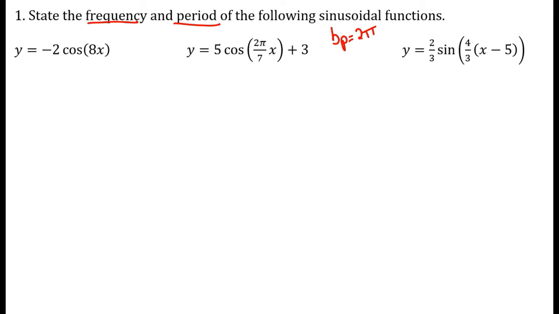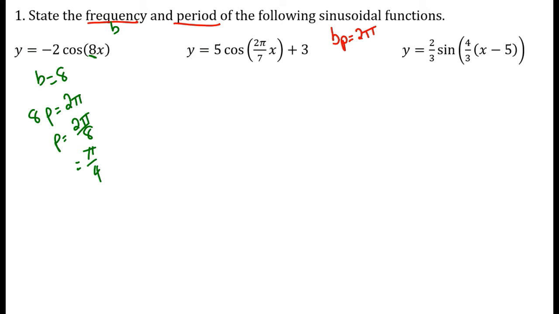get 2 pi. The b value, the frequency, is the number in front of x. So the frequency is 8. To find the period of this function, the period tells me how long it takes to get through one full cycle. So 8p equals 2 pi. So p equals 2 pi divided by 8, which is better known as pi over 4. So, apparently, it takes pi over 4 units to get through one full cycle of this cosine curve.